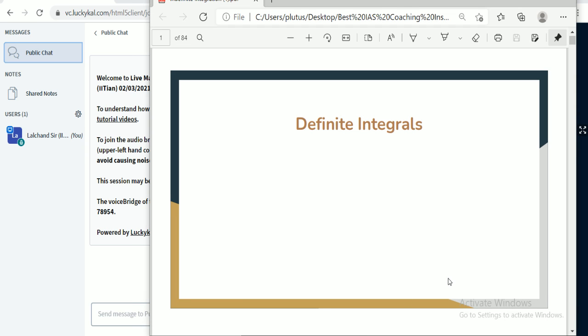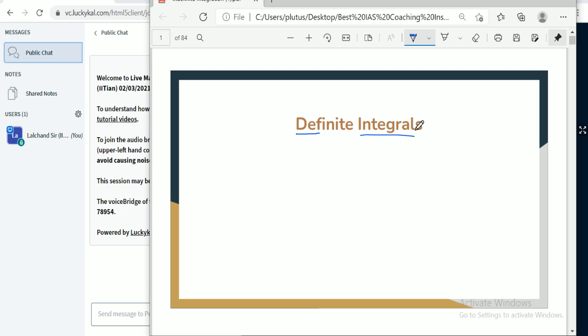Hello. Good afternoon, guys. So today we are going to start with definite integral. We have discussed indefinite integral in the previous lecture, but in this lecture we are going to discuss definite integrals. So can anyone tell me what you understand by definite integrals? What is the physical or practical meaning of definite integral?